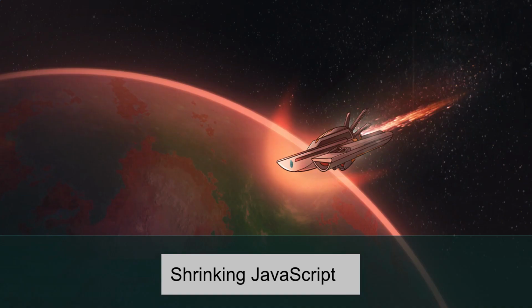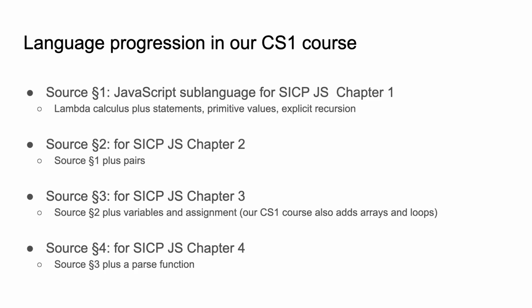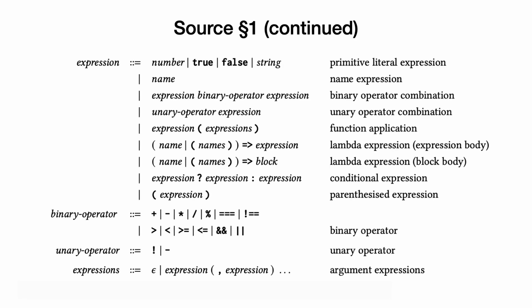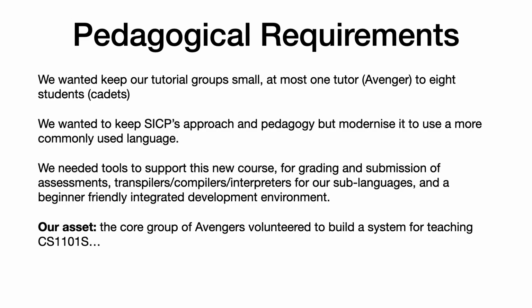So how did we choose these sub-languages? Well, for CS1 101S, we have shrunk JavaScript into 4 more increasingly complex languages that we call Source Chapter 1, Chapter 2, Chapter 3, and Chapter 4, following the first 4 SICP chapters. For example, Source Chapter 1 is such a small language that its BNF can fit in its entirety on 2 slides.